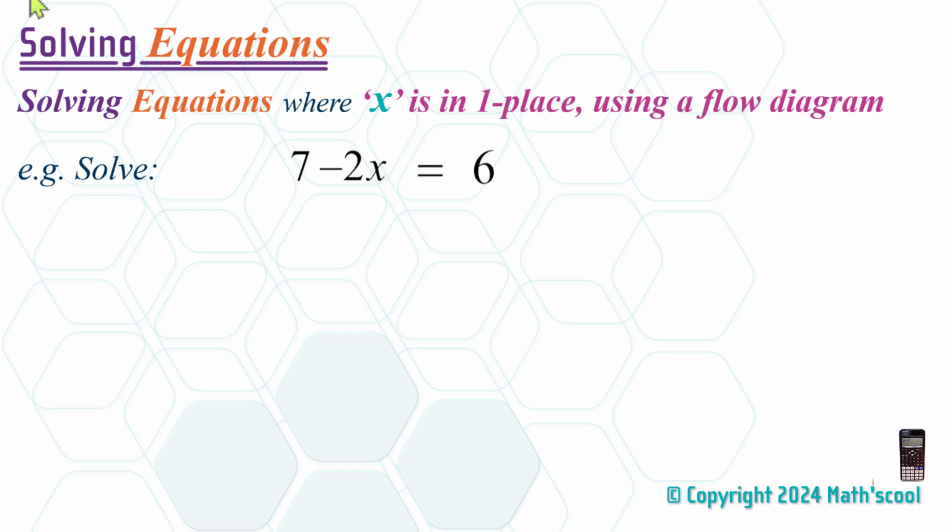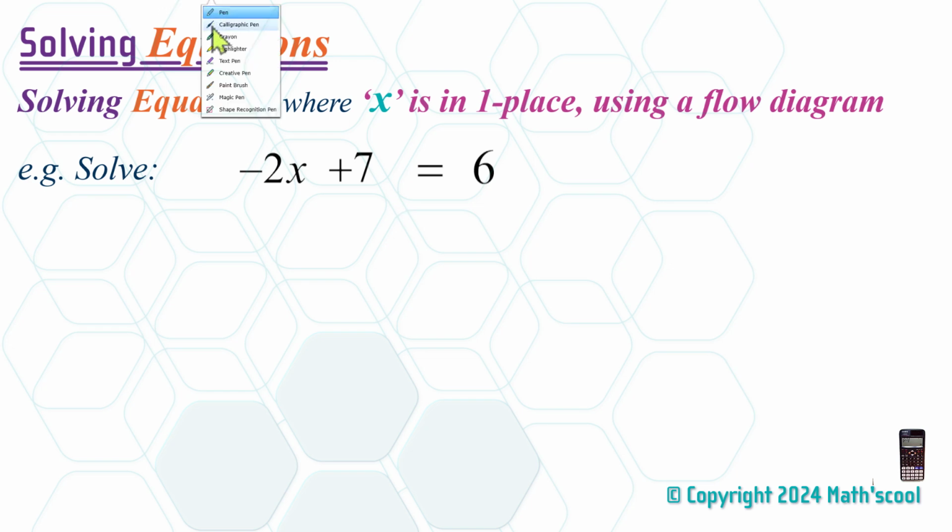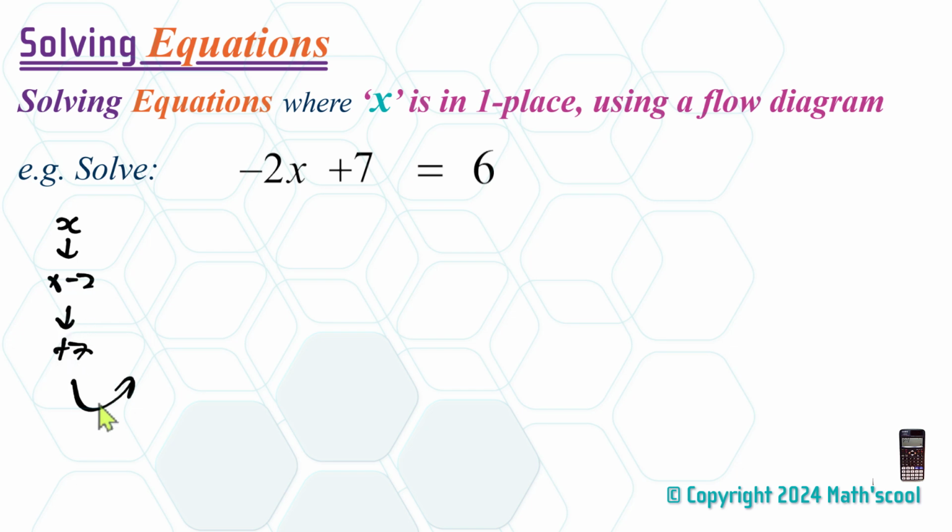Solve this one. So we've got that situation, we had it before, where the term containing the x has got a minus at the start of it. So in that situation, what we would do is swap them around. Move this one over here and move that one over there. Just swap them around a little bit. Okay. And so that gives us our flow diagram: x times negative 2 plus 7 equals 6.